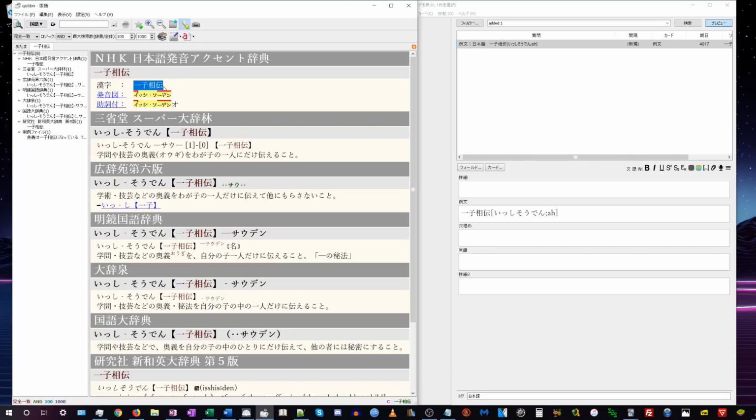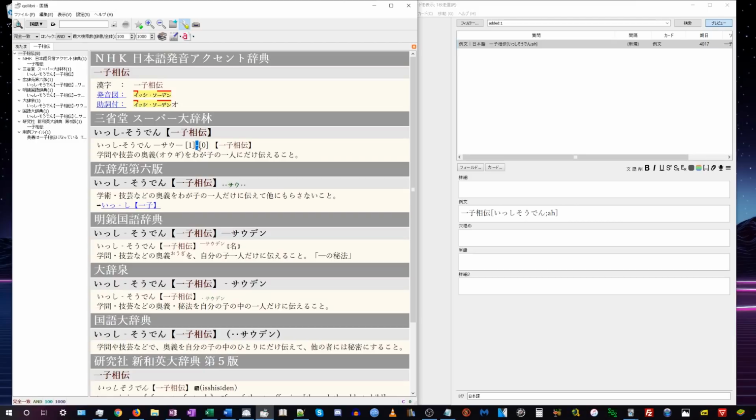So basically this one word is broken up into 2 different pitch accent phrases. And the first half in this particular case is atamadaka, and then the second half of the word is heiban. Or if we look at Daijin and the numbers, it says 1 for atamadaka dash 0, which means the first half of the word is atamadaka, the second half is heiban. And so the way this word would end up being pronounced is ishi soden, because it's the first part's atamadaka, ishi, and then the second part is heiban, soden.